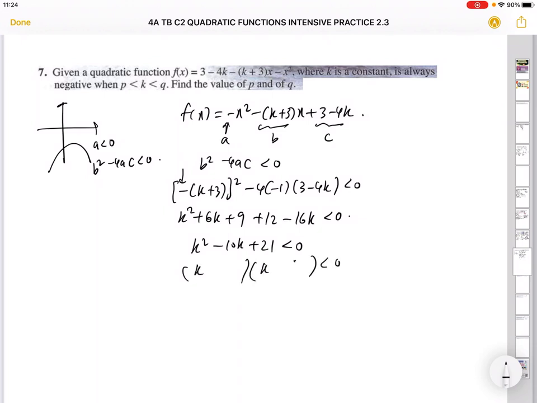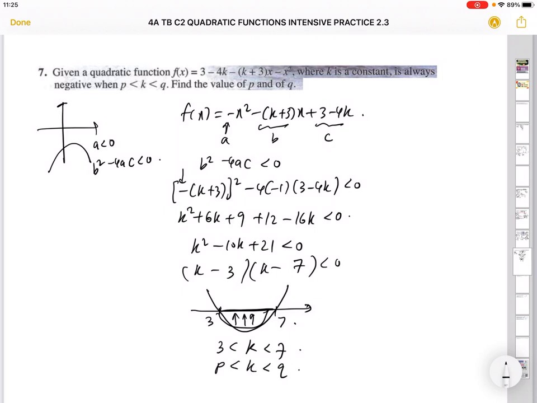For quadratic inequality, we sketch a graph. The roots are between 3 and 7. So less than 0, the region should be below here. Move it up, and we can say k is between 3 and 7. Therefore, let's compare. Yeah, p is your k value minimum, so p is 3. Q is your maximum value, so q is 7.